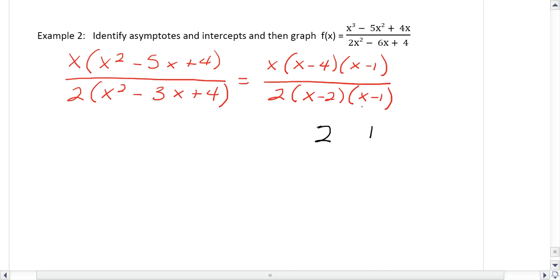So we look here, we do have a match of x minus 1 in the numerator and denominator. So we can conclude that that is a hole in the graph at x equals 1. This x minus 2 does not have a match in the numerator, so we know that that is a vertical asymptote at x equals 2. So the next thing to check for is horizontal asymptotes. And we know that we need to compare the degree.